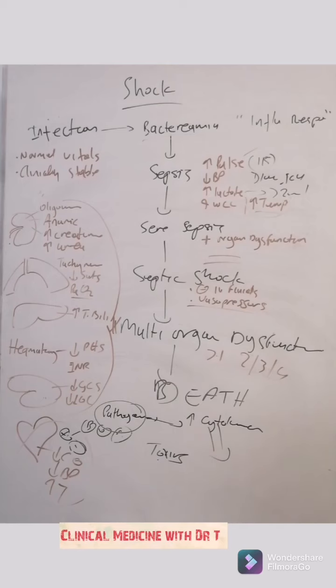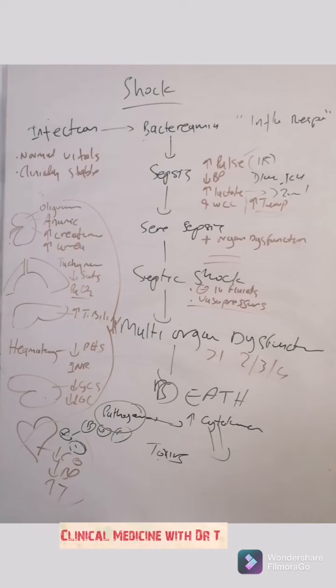So the index of suspicion in this kind of patient is the only thing that's going to help you out. So when you've got an infection, make sure that the vitals are fine and the patient does not look ill, then you can say that they can go home.